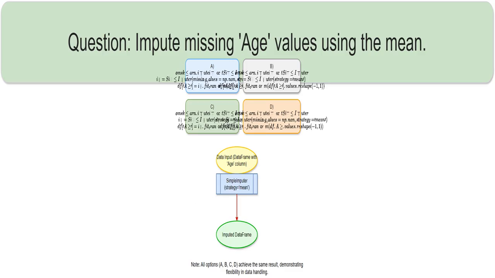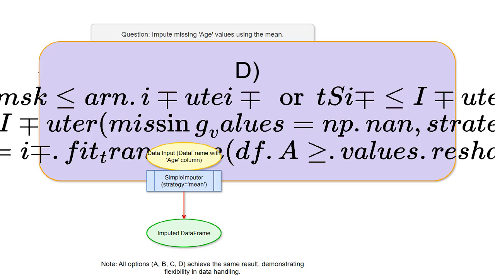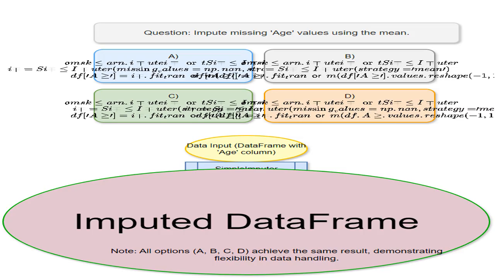This question tests my understanding of how to use SimpleImputer to replace missing age data with the average age from the available data. I'm using SimpleImputer with the strategy set to mean. This tells the SimpleImputer to calculate the average of the non-missing values in the age column and use that average to replace the missing values. The final result is a data frame where the missing age values have been replaced with the calculated mean.